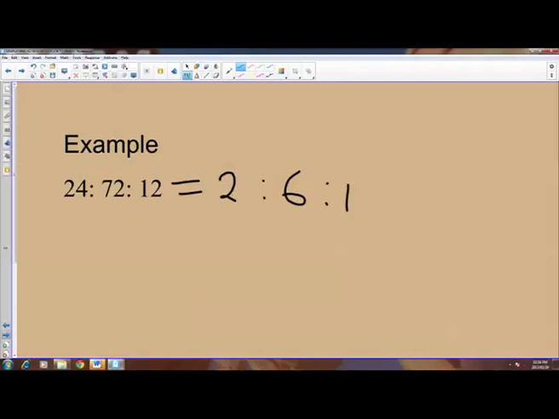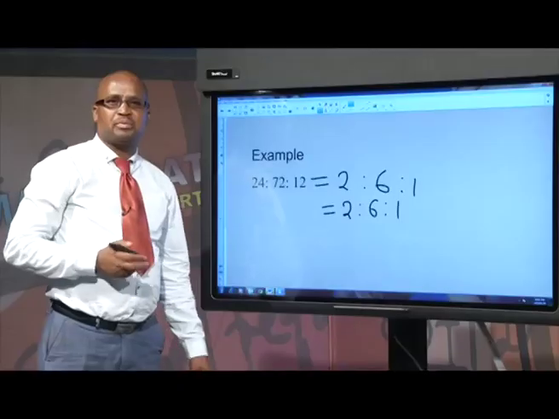So the ratio is 2 is to 6 is to 1. It is now the simplified version of the ratio 24 is to 72 is to 12. Remember, when we simplify ratios, you divide by the highest common factor of the numbers involved within the ratio. This is how we simplify ratios. And I believe you are now in a position to simplify ratios given in any form.